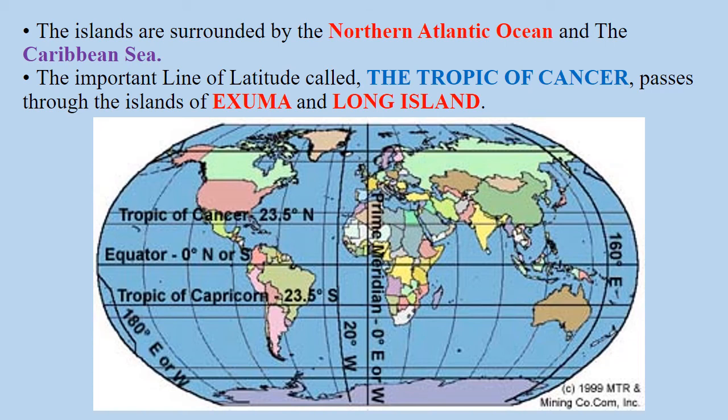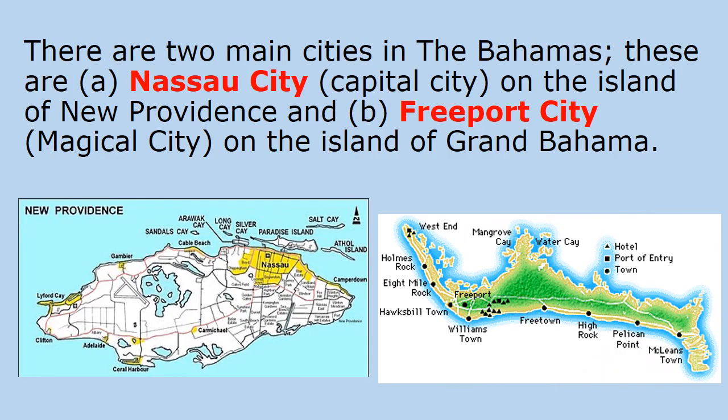An important line of latitude called the Tropic of Cancer passes through the islands of Exuma and Long Island. There are two main cities in the Bahamas. These are Nassau, the capital city, on the island of New Providence, and Freeport, the magical city, on the island of Grand Bahama.